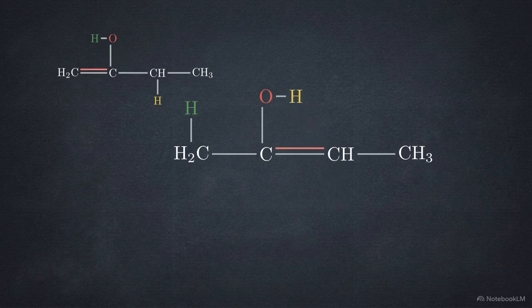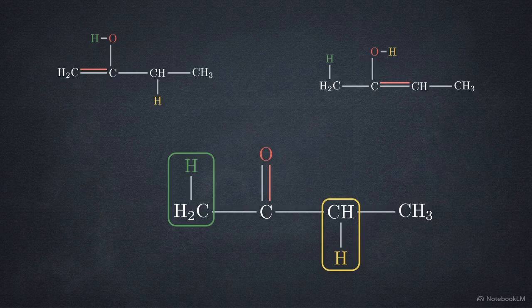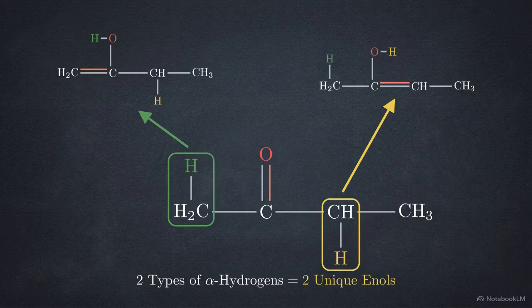To save time on exams, you don't need to draw these out. The number of unique structural enol forms exactly matches the types of sp3 alpha hydrogens in your starting molecule. 2 types of alpha hydrogens mean 2 structural enols.